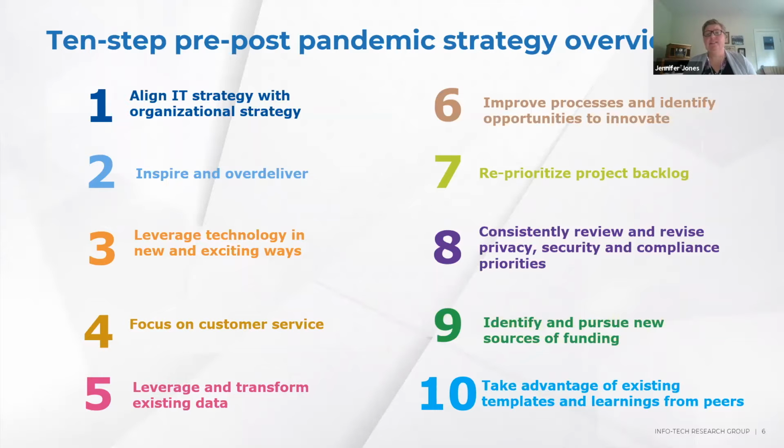Reprioritize and cleanse some of the project backlog and revisit those roadmaps that may be on the shelf. And since this conference is really focused on security and privacy, constantly and consistently review and revise security and compliance priorities. Finally, identify and pursue new sources of funding, whether it's through the ARP funding, through other mechanisms for state and local funding, to identify those areas and pursue them.